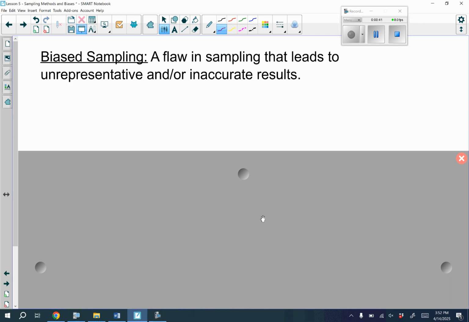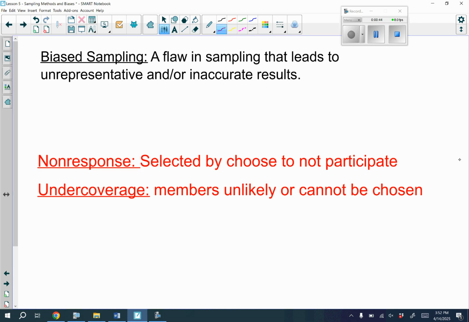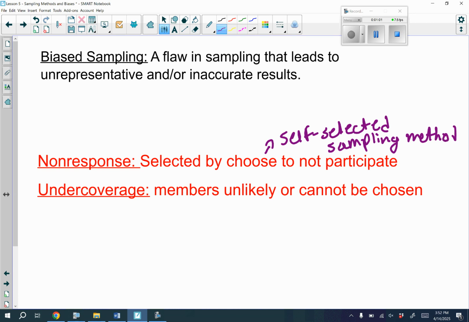So let's talk about the two differences. We have what is called a non-response: people were selected, but they choose not to participate. So this is basically your self-selected. And then under coverage: members unlikely or cannot be chosen. This can come from convenience, especially if you're just choosing people that are in front of you. There could be a group or members that are not likely or cannot be chosen there. So you have non-response and under coverage.